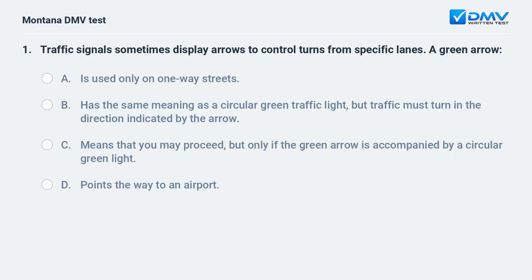Traffic signals sometimes display arrows to control turns from specific lanes. A green arrow? A, is used only on one-way streets. B, has the same meaning as a circular green traffic light, but traffic must turn in the direction indicated by the arrow. C, means that you may proceed, but only if the green arrow is accompanied by a circular green light. D, points the way to an airport.